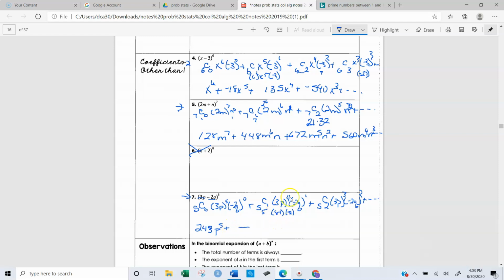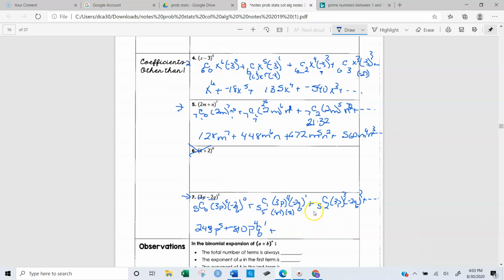You get, oops. That is not what I wanted to write there. You get -810 p to the 4th, q to the 1st. Okay, pause and try yours.